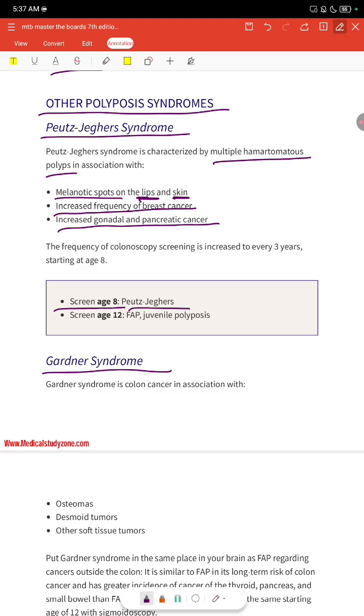Screen Peutz-Jeghers at age 8, screen familial adenomatous polyposis and juvenile polyposis at age 12. So in Peutz-Jeghers syndrome there are multiple hamartomatous polyps, and melanotic spots on the lips and skin are an association. Increased frequency of breast cancer, increased gonadal and pancreatic cancer. So you have to start screening right at age 8. And the frequency of colonoscopy screening is increased to every 3 years starting at age 8.